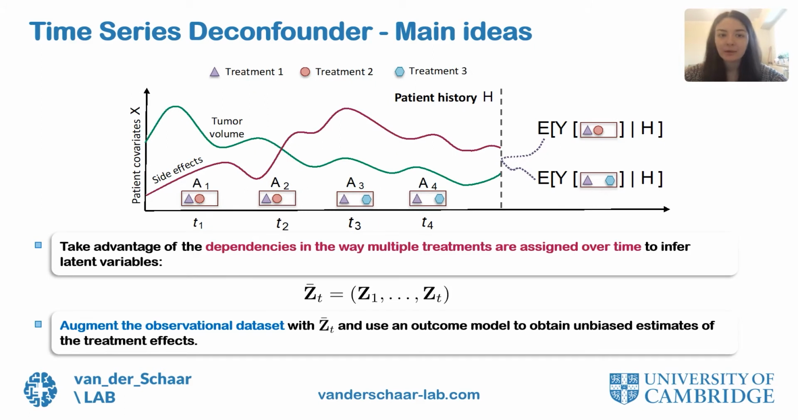In this paper, we introduce the time series deconfounder, which is a method that enables the unbiased estimation of treatment effects over time in the presence of hidden confounders by taking advantage of the way multiple treatments are assigned over time. So the time series deconfounder relies on building a factor model over time to obtain a sequence of latent variables that can act as substitutes for the hidden confounders. Then these latent variables can be used to augment existing observational datasets and thus lead to unbiased estimates of the treatment effects.